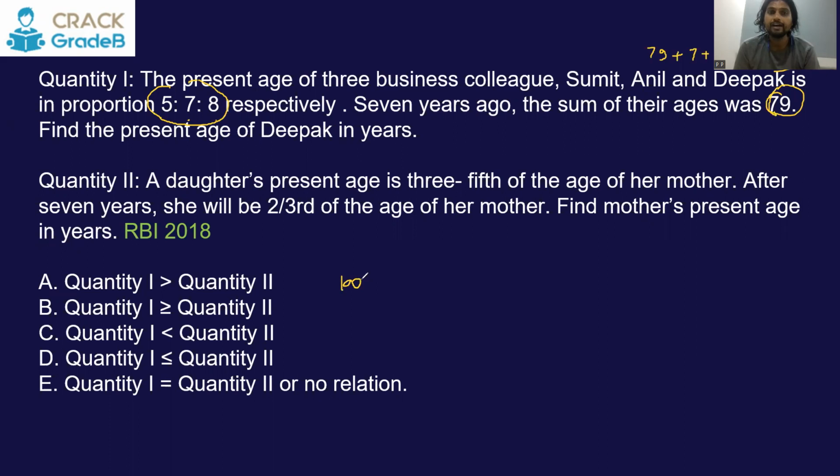So 100 we divide in the ratio 5:7:8 between Sumit, Anil and Deepak. You know how to divide a number into the ratio. 5 plus 7 plus 8 is 20. 100 divided by 20 is 5 times. That means Deepak is 8 times 5, 40 years old. So the present age of Deepak is 40.